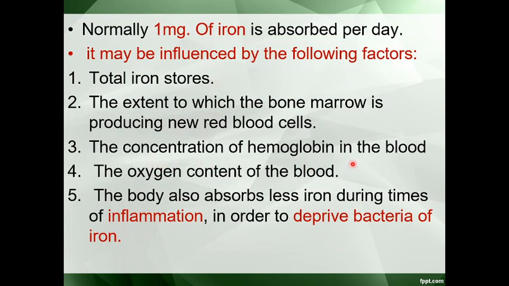If the concentration of hemoglobin in the blood is low, then more iron will be absorbed. If the oxygen content of the blood is low, then more hemoglobin is required and more iron will be absorbed. The body also absorbs less iron during times of inflammation. It is a natural phenomenon. And what is the logic behind this? So as to deprive bacteria of iron.